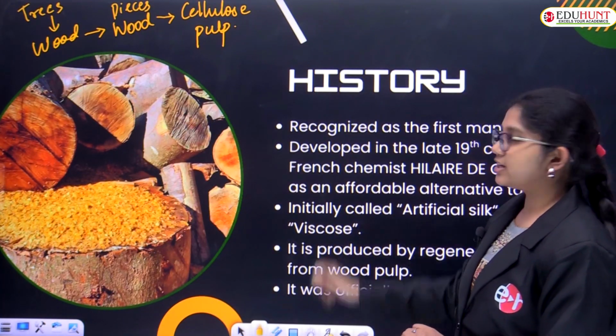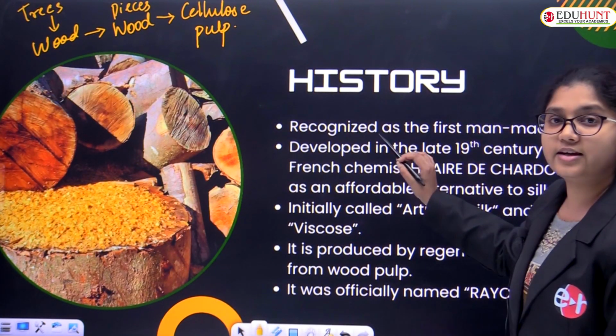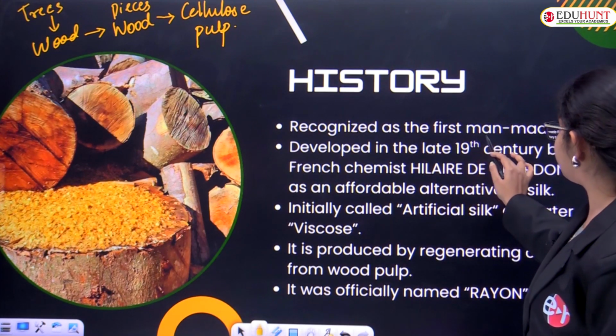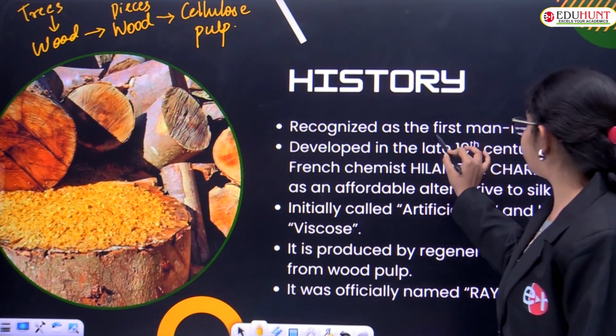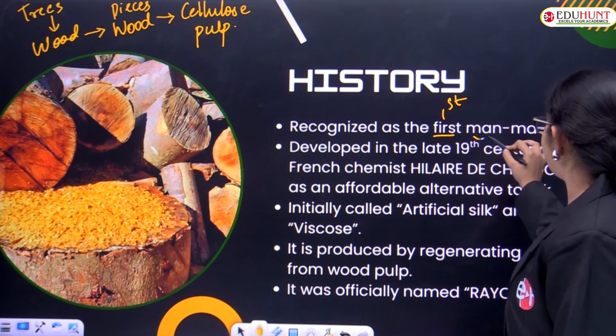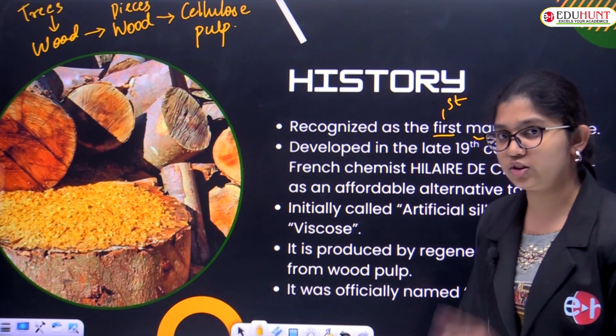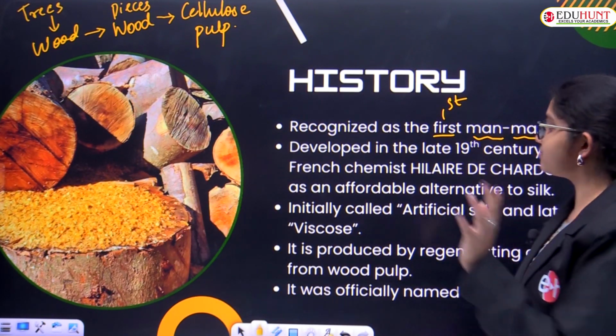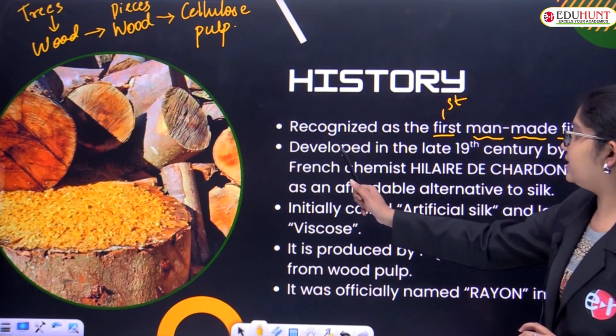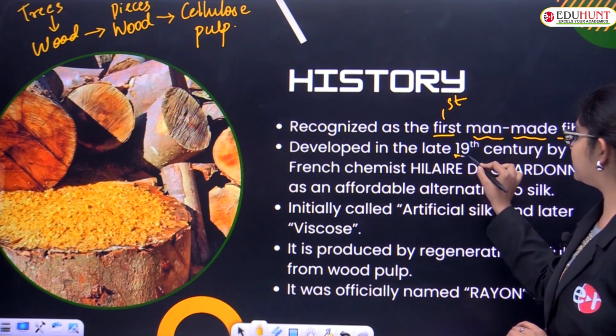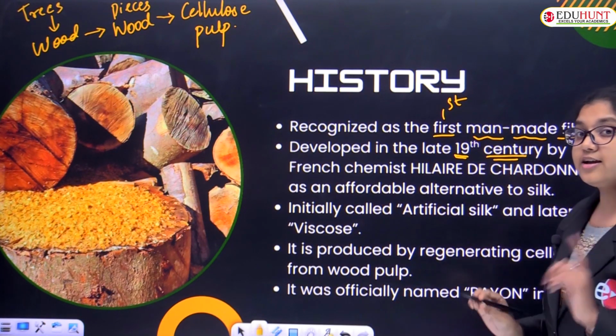So what is the history regarding rayon? It is recognized as the first man-made fiber. What is the first man-made fiber? Rayon. Very good. The first man-made fiber is rayon. Okay, and it was developed in the late 19th century. Which century, children? The 19th century.